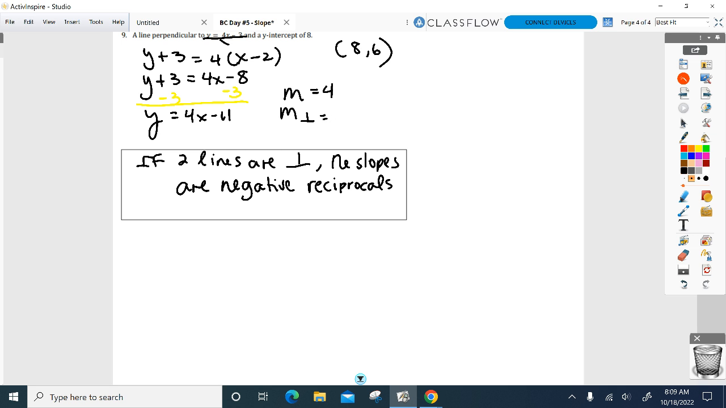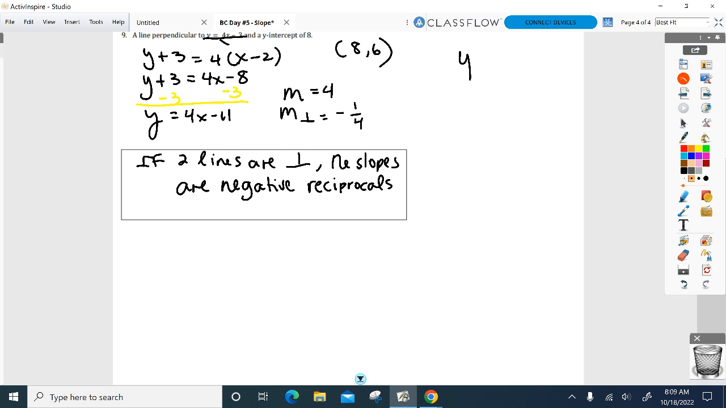Negative reciprocal. Flip it in your mind right now and change the sign. Flip it and change the sign. So the 4 becomes, it's got to be negative, right? And when I flip it, what's it become, Nate? Negative 1/4. Everyone good with what I mean by flip and change the sign? So we now know the slope.